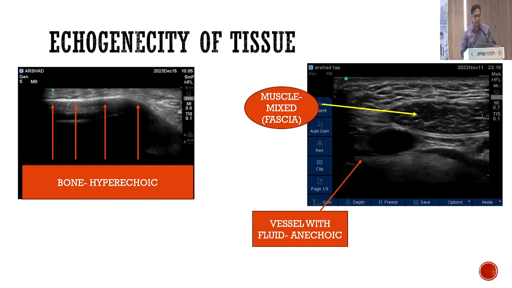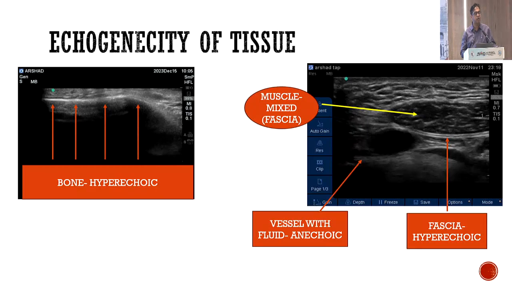Then there is the muscle. Then there is a vessel which would look anechoic, that is completely black. And the muscle has got fibrous strands and collagen, and they would look like something like this. And then we have the fascia, which encloses and looks hyperechoic, but the sound wave may pass through it. So remember, the bone is a completely hyperechoic structure through which no sound wave can pass.